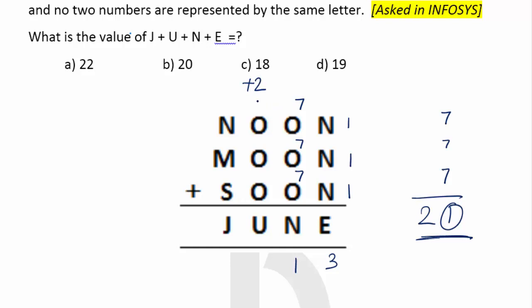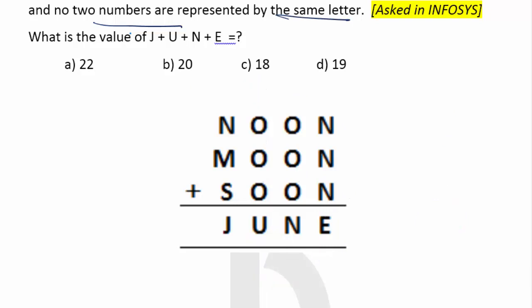Now as we know, O stands for 7. 7, 7, 7 makes 21 plus 2 makes 23, that is 3 plus 2 carry. But students, here we have a little problem. As E stands for 3, here also we are getting the U value 3, which is again a problem, as I said that no two numbers represent the same letter. Let's try to do it once again with 2.